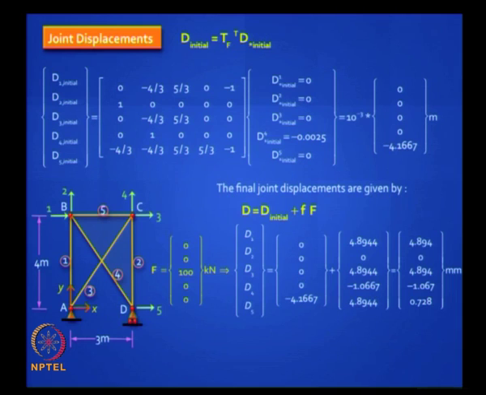Have you got it? So, I have got the joint displacements caused by lack of fit. The final joint displacements is this plus what I got from the 100 kilonewton. So, I just have to add it up. That is my answer. I finished the problem. Is there anything left that is still missing?